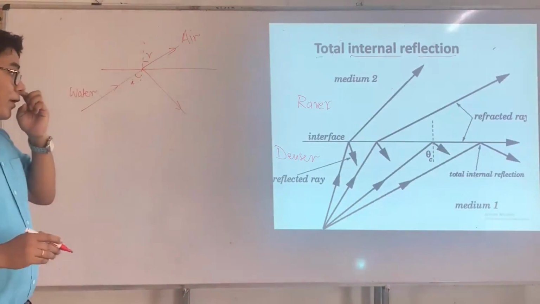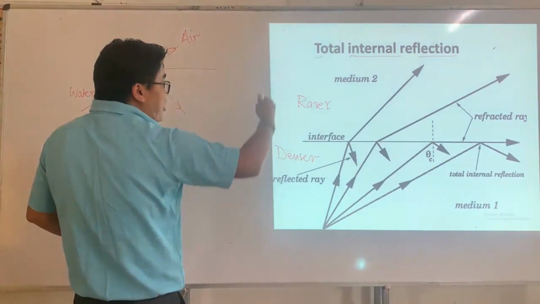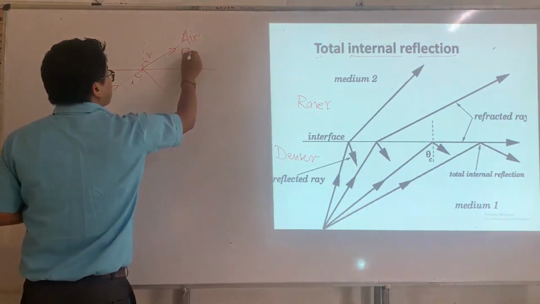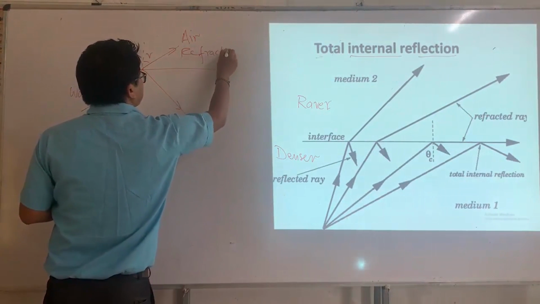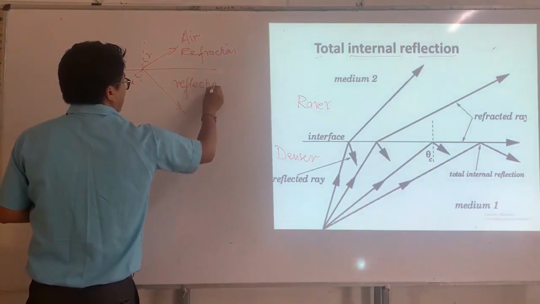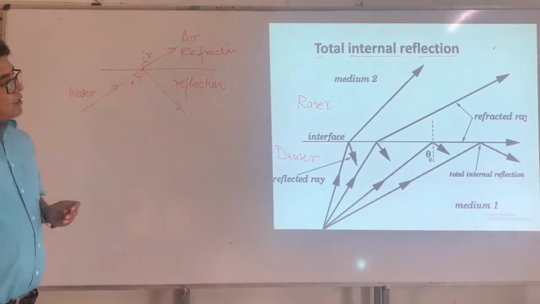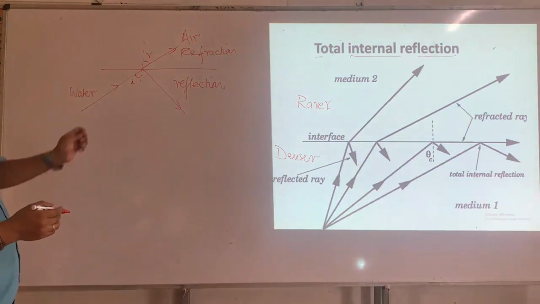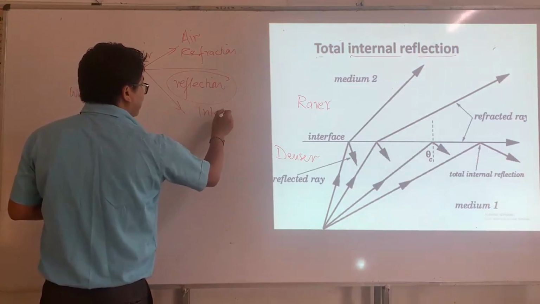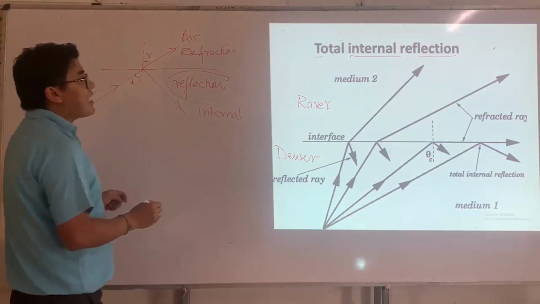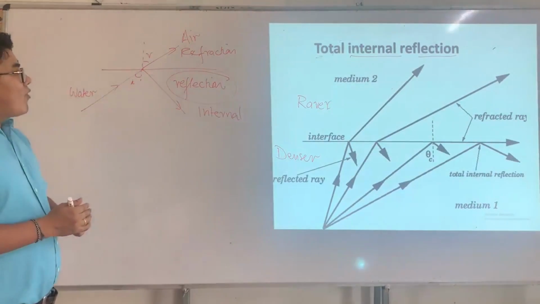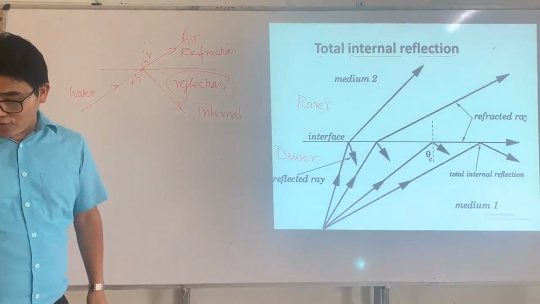And when the light goes from one medium to another medium, two things will take place. One is refraction, the other one is reflection. We discussed this in a previous topic also, right? So this reflection is what we call internal reflection. So reflection is taking place internally. Alright. And now what about total internal reflection?